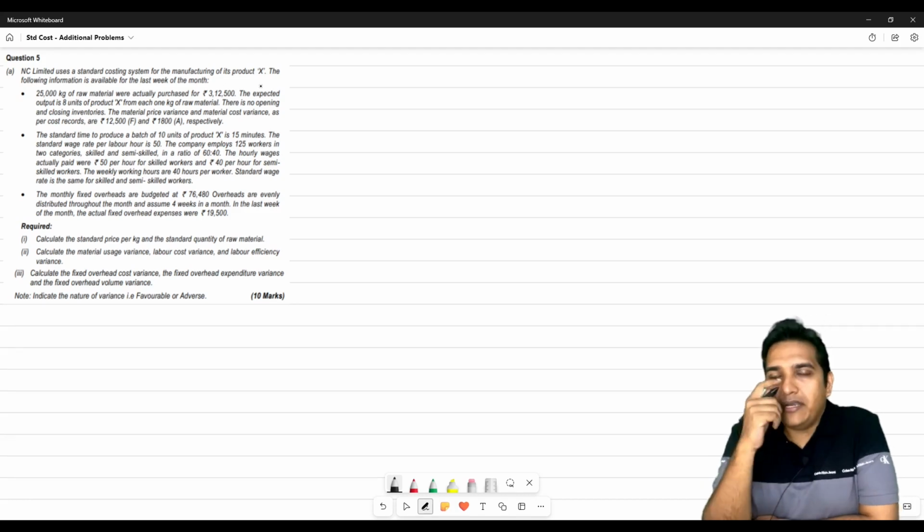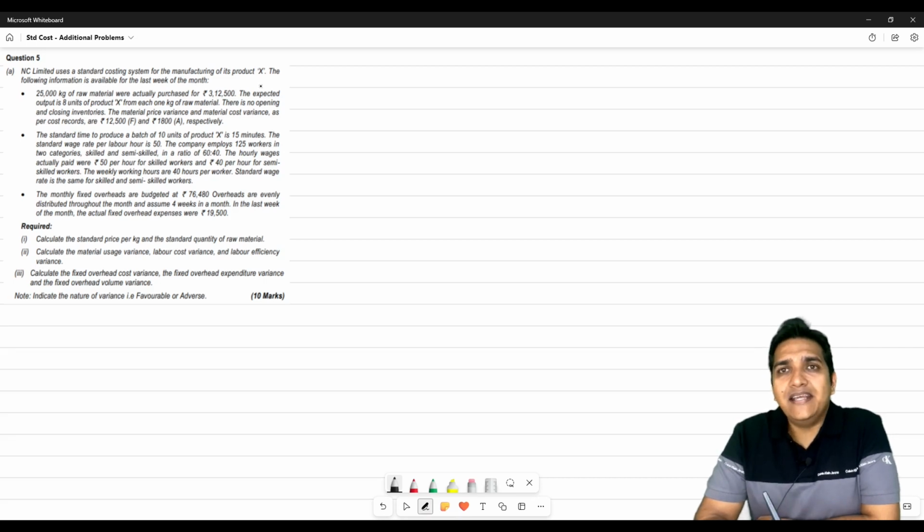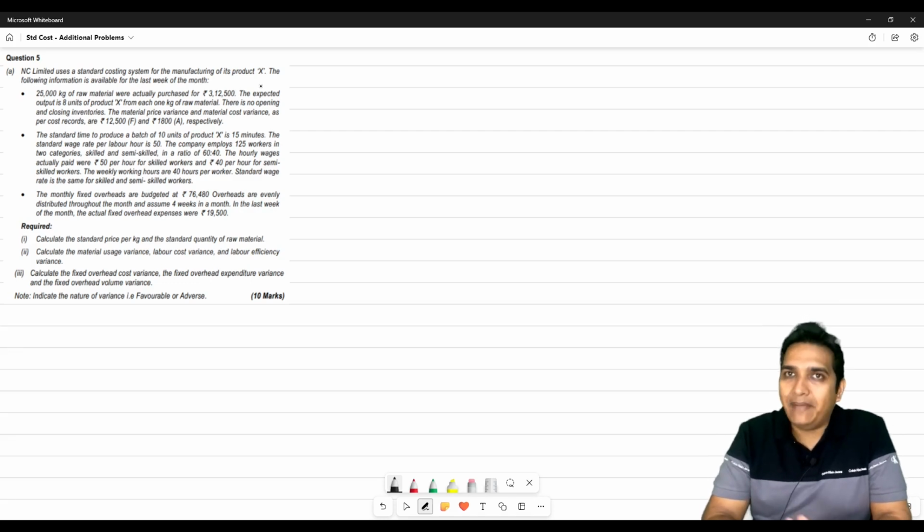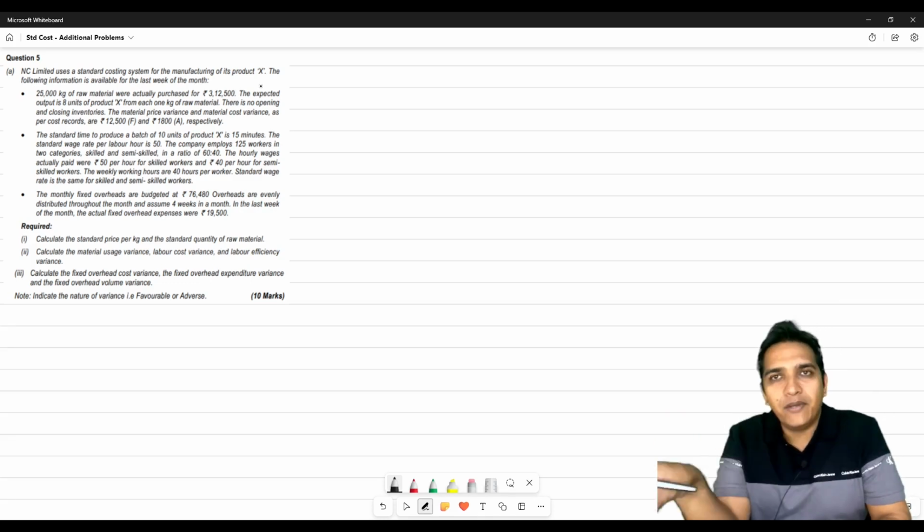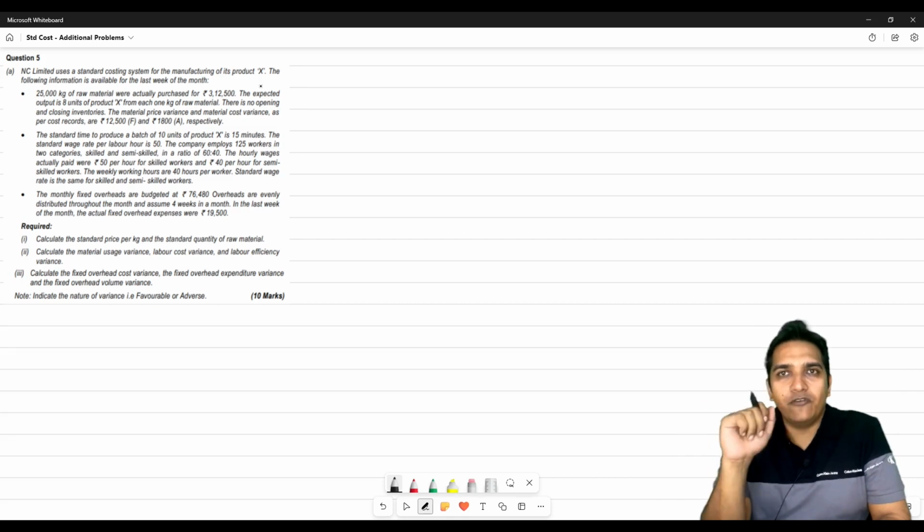So before reading the question further, this question actually is kind of a combination of 3 different questions. First they give us the material details, then they give us the labor details, and then they give us the fixed overhead details, right? Since this question looks like a combination of 3 different questions, we will divide the question in 3 parts and then compute. First we will compute the material part of it, then we will compute the labor part of it, then we will compute the fixed overheads part of it.